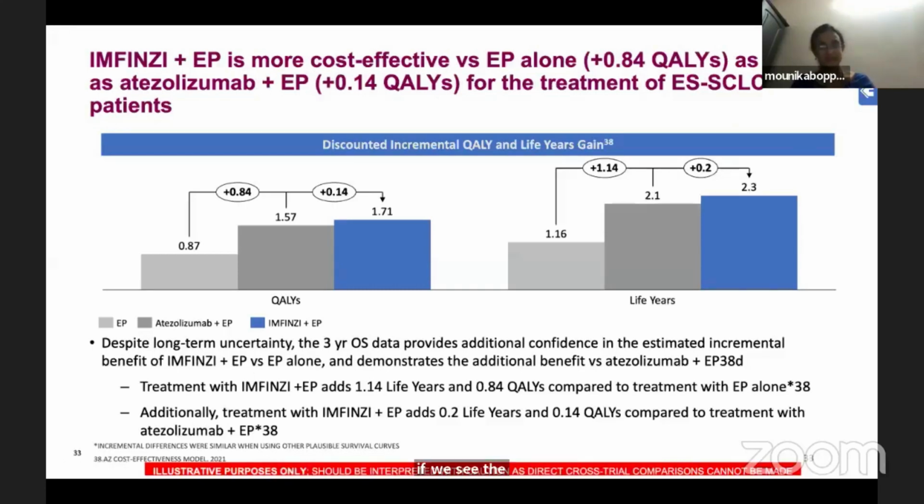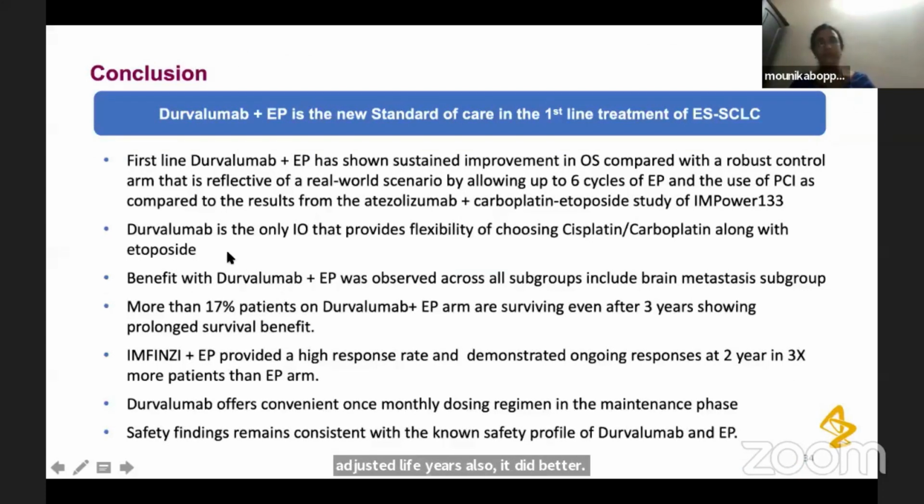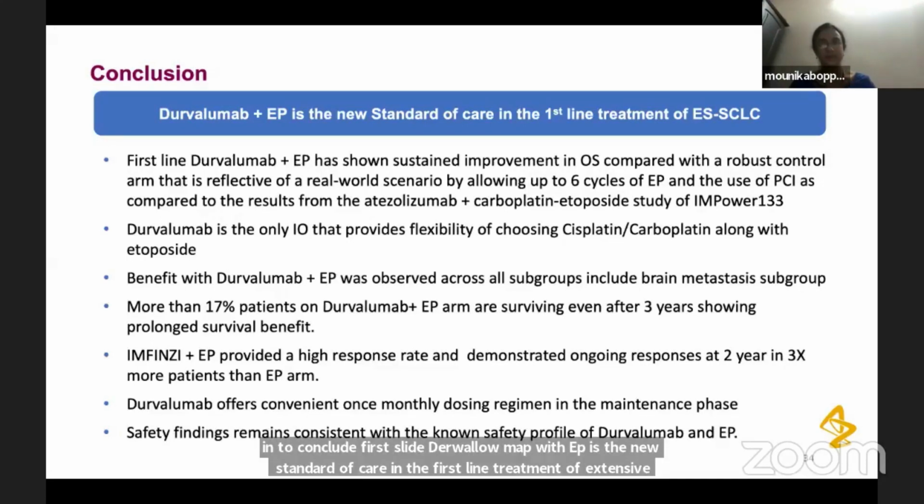So to conclude, first-line durvalumab with EP is the new standard of care in the first-line treatment of extensive stage SCLC because it has shown a sustained improvement in overall survival compared with the robust control arm that is reflective of a real-world scenario, by allowing up to 6 cycles of EP, by allowing the use of PCI, as compared to the results from the atezolizumab study where PCI was not allowed in the control arm. Durvalumab is the only IO that provides flexibility of choosing cisplatin versus carboplatin along with etoposide. Benefit with durvalumab EP was observed across all the subgroups, including the brain metastasis subgroup.